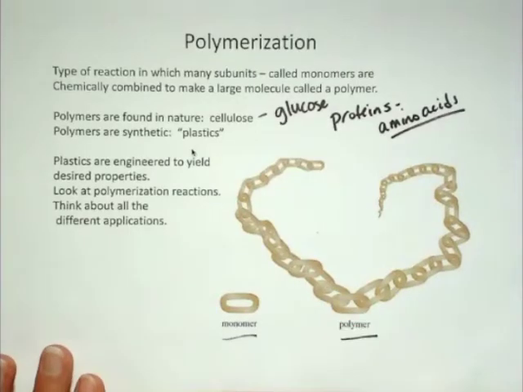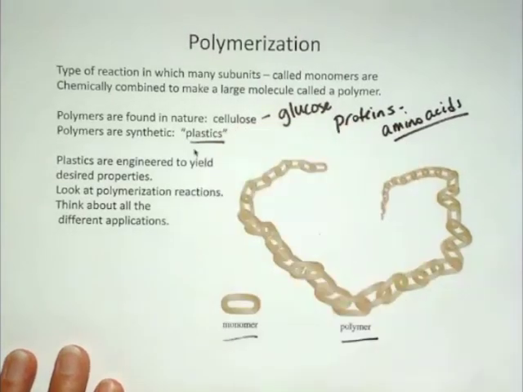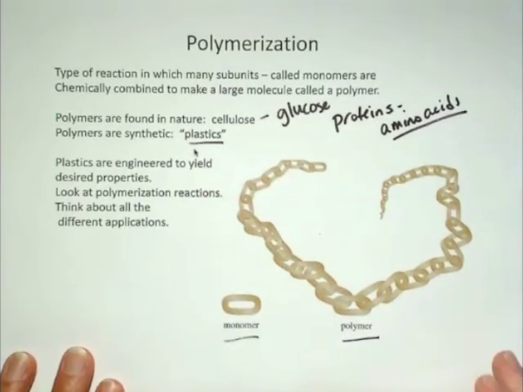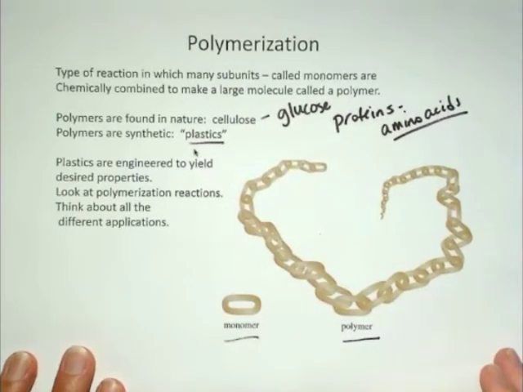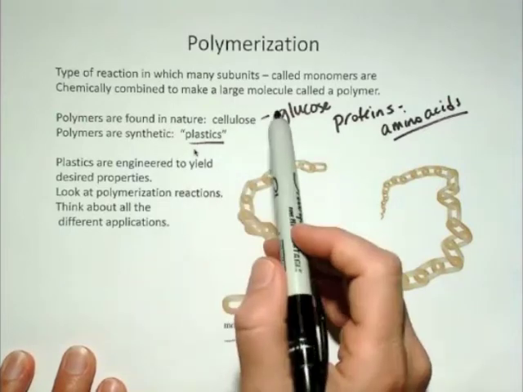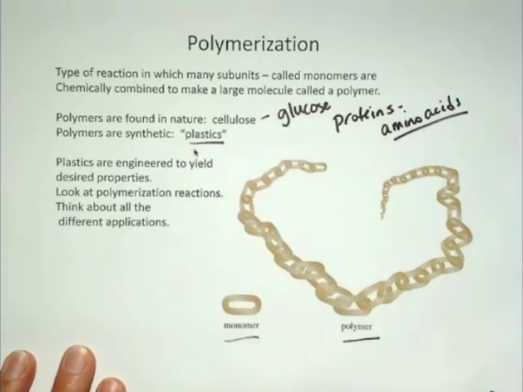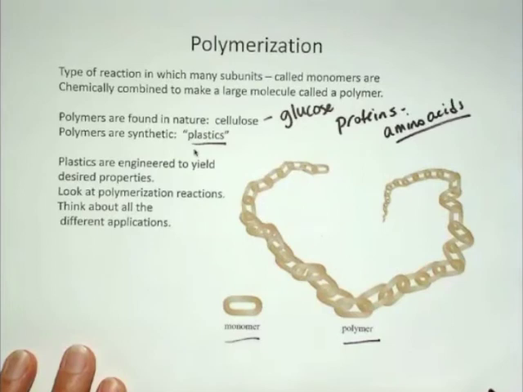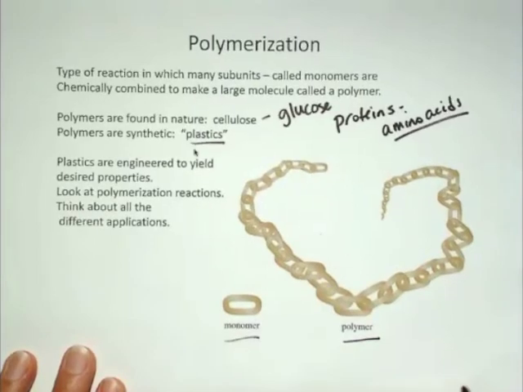The synthetic polymers sometimes are referred to as plastics, okay? All plastics are polymers, but all polymers are not plastics, as you know, because some of them are natural. Now, the plastics, the polymers that we would call plastics, are engineered, that is, they're designed and made to yield desired properties. So we're going to look at some different types of polymerization reactions and different monomers that are used to give the different products that you find in plastics.